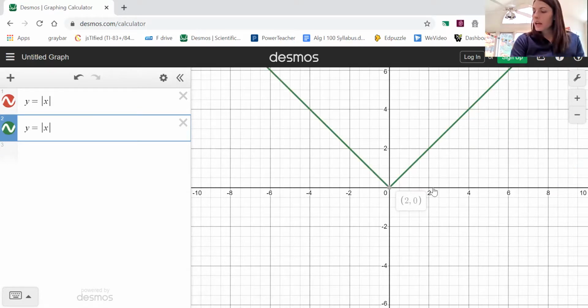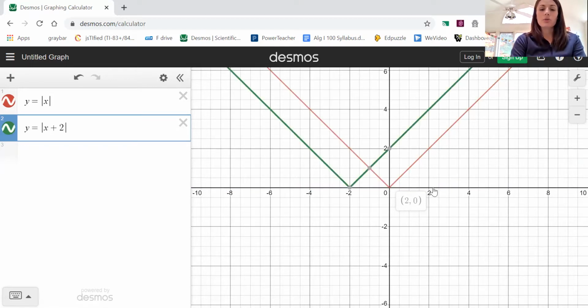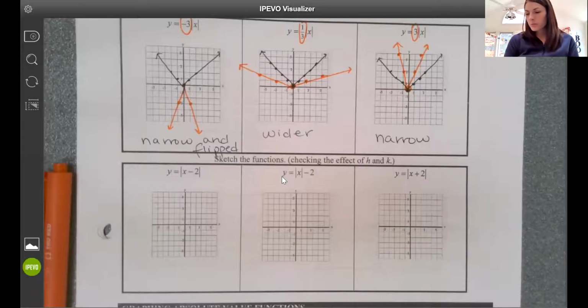If I look at the last graph in my investigation, it says, what if I add 2 instead of subtracting 2? Shifts to the left, okay? So it doesn't change how narrow or wide the graph is. The graph stays the same shape. It's just shifting right or left along the x-axis. So let's look at those 2 examples in our investigation.